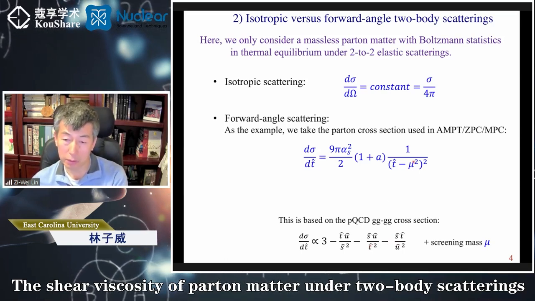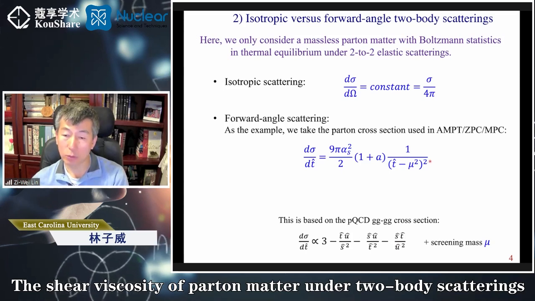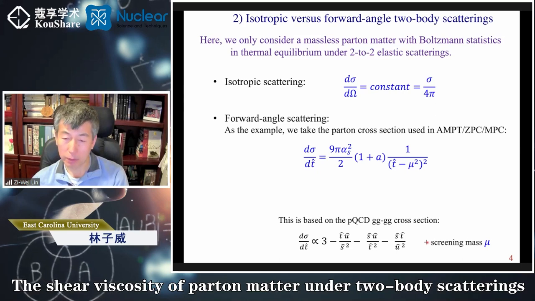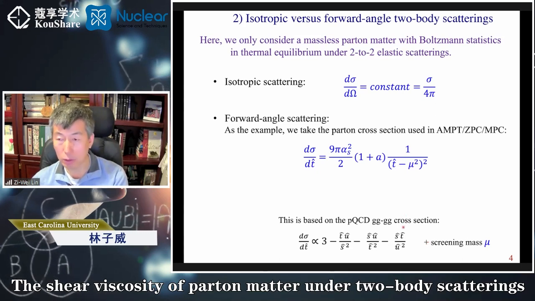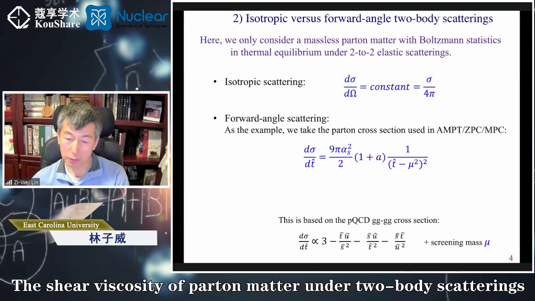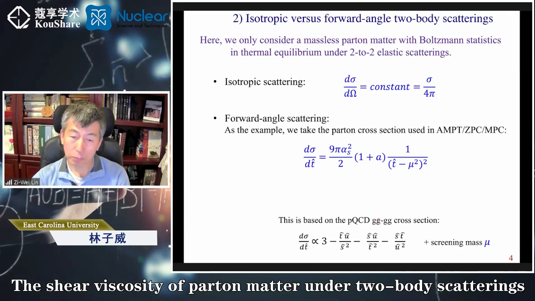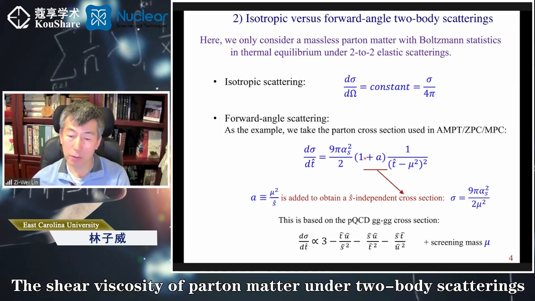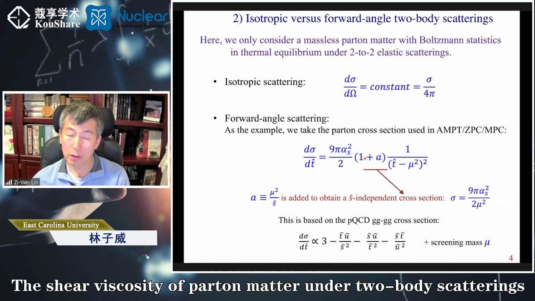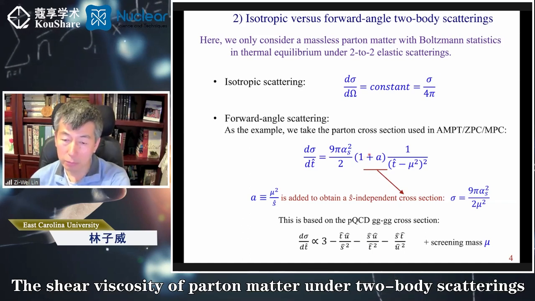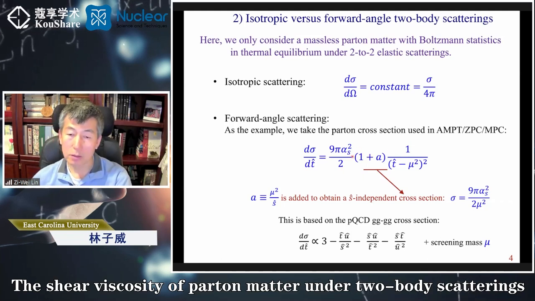So we combine the two, like a t-hat square term, plus some screening mass. It's not exactly the two-gluon scattering cross-section, but it is a simplification of the two-gluon cross-section. And you may notice that there's a 1 plus a factor here. In principle, if you reduce the two-gluon cross-section, you don't have this 1 plus a. This is just a 1.